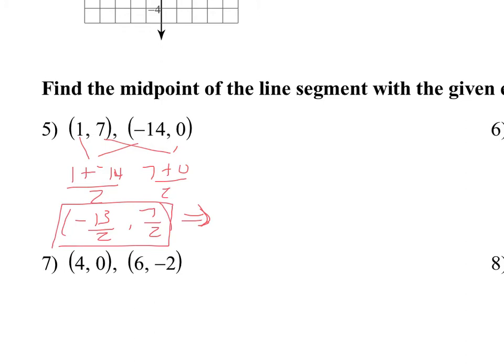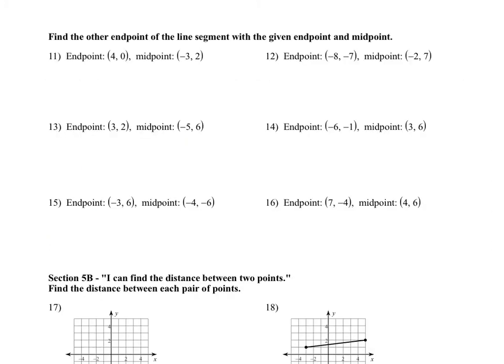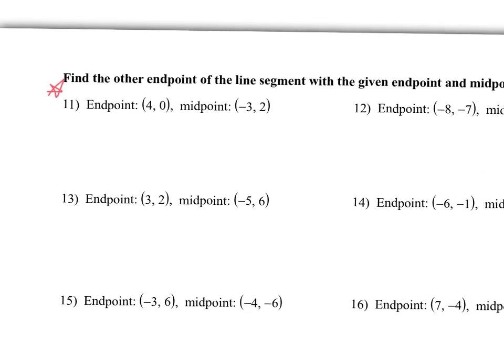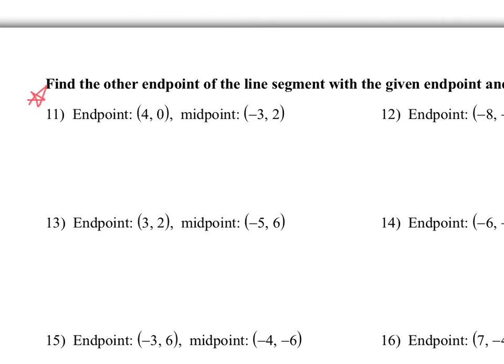The one alternative to this kind of question is to be given an endpoint and the midpoint, and now we have to find the other endpoint. So let's look at number 11. So again, for reference, if we looked at this, what we're being given is an endpoint. We're given this one, and we're given the midpoint. And this is the one we're looking for. So we're going to use the formula again, but a little bit differently.